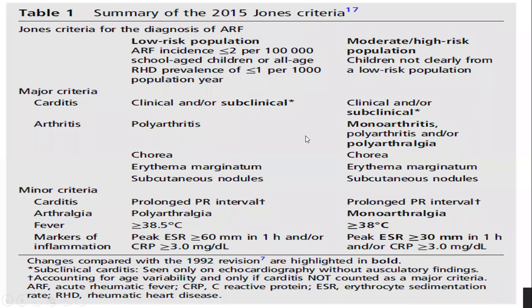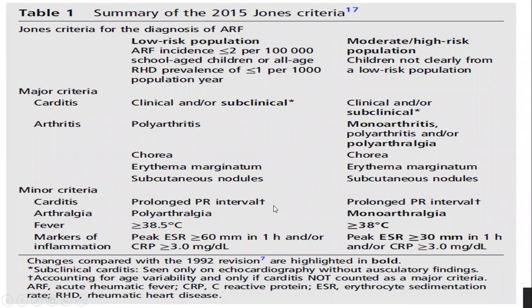We have arthritis. In India, in a high risk population, monoarthritis, polyarthritis, polyarthralgia. These 3 things come under major criteria. Because if you read some older textbooks, they would have given only the term polyarthritis. But in India, always tell monoarthritis, polyarthritis, polyarthralgia. Hope you are aware of the terms. I'm not explaining that. So these 3 come under the major criteria. Apart from that, we have Sydenham chorea, erythema marginatum, subcutaneous nodules. These 5 are the major criteria.